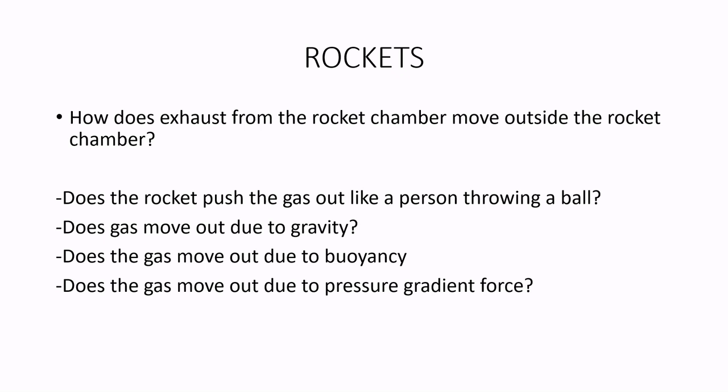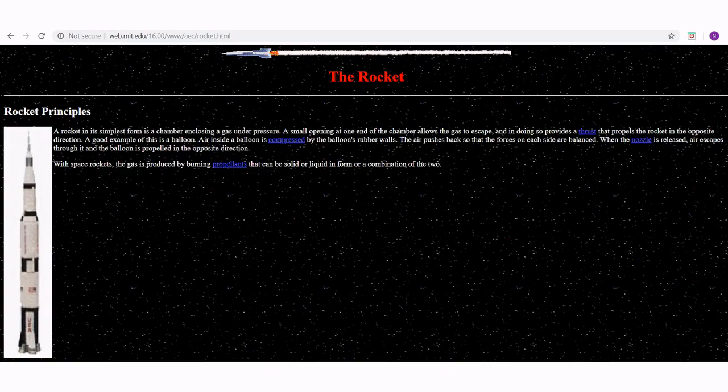How does exhaust from the rocket chamber move outside the rocket chamber? Does the rocket push the gas out like a person throwing a ball? Does gas move out due to gravity? Does the gas move out due to buoyancy? Does the gas move out due to pressure gradient force?